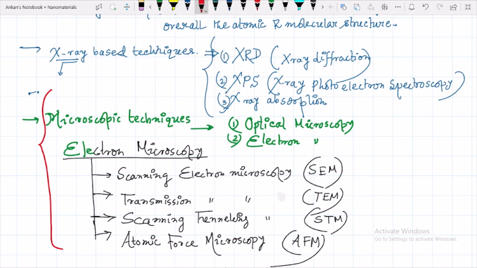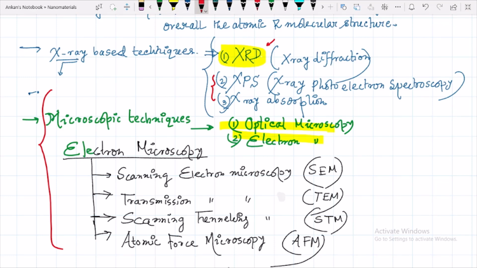Now let us discuss them one by one. We will emphasize the techniques I will highlight, and we will mainly discuss the techniques based on XRD. Two of these techniques are not in our syllabus, but if you are interested, I will discuss them later. My main motive is to discuss XRD and the microscopical techniques used.